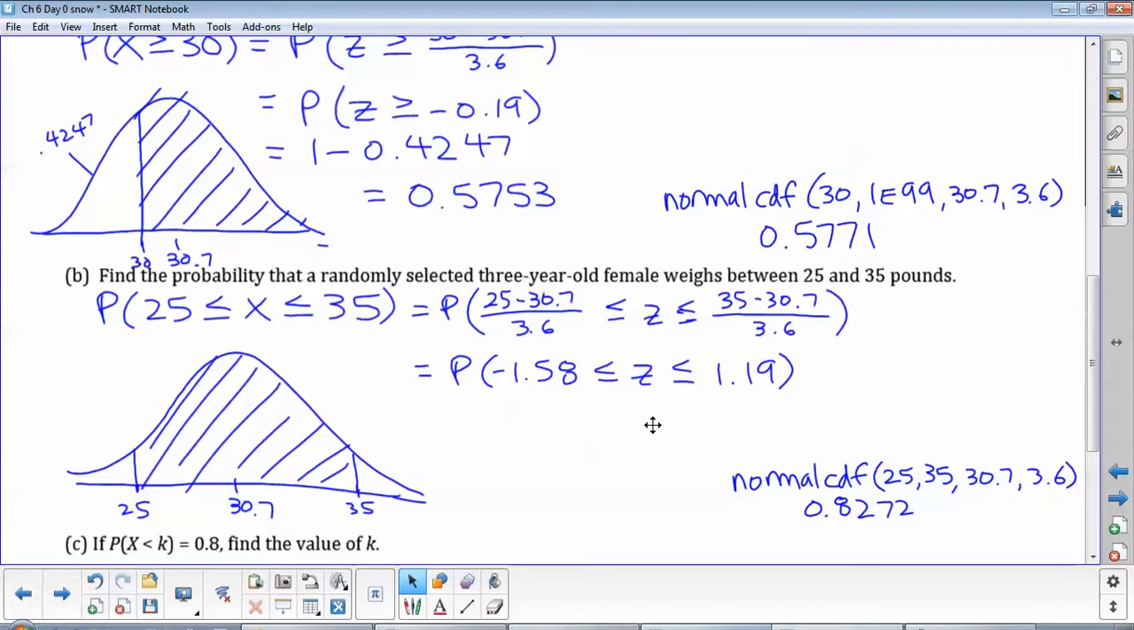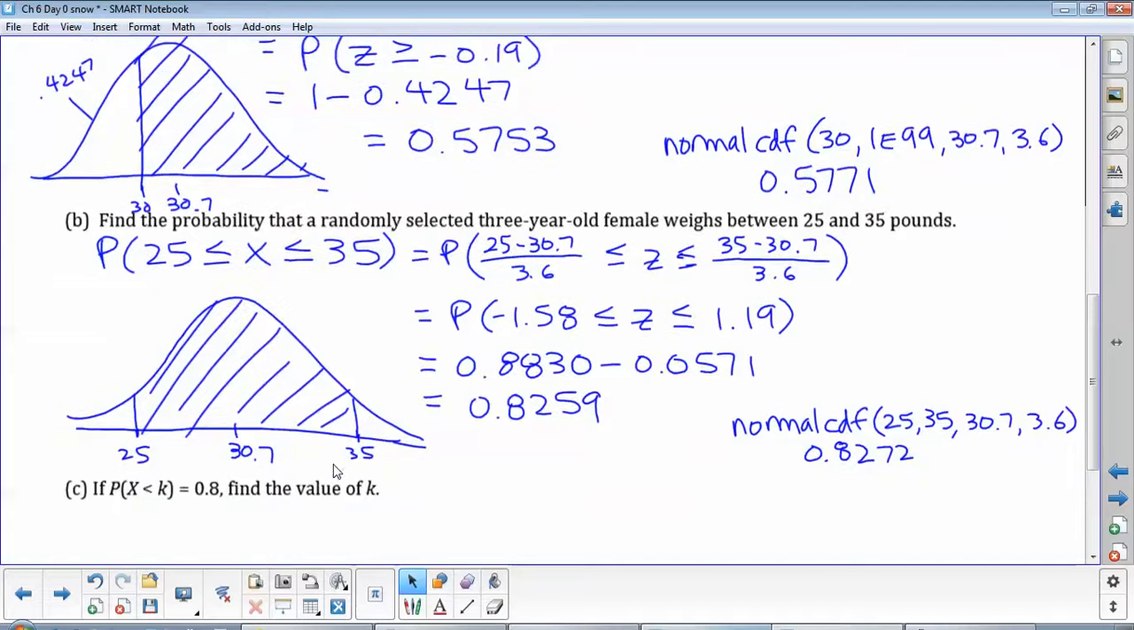Again, at this point, you could do it in the calculator using 0 and 1 for your mean and standard deviation, because again, your standard normal distribution has mean and standard deviation as 0 and 1, or you could do it on your table. If you're doing it on your table, don't forget you're going to look up both of these areas to the left, and you're going to subtract to find the difference. Again, as long as you show your work, you're okay.